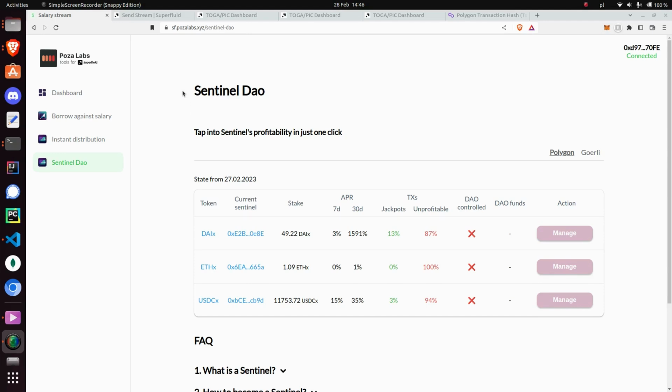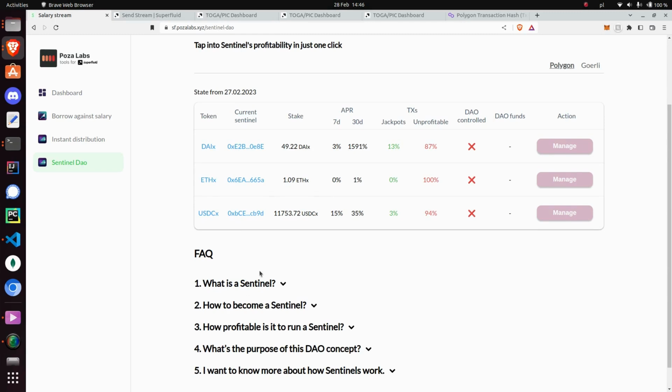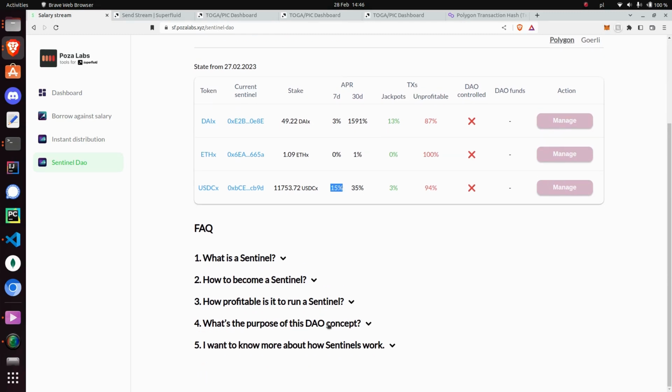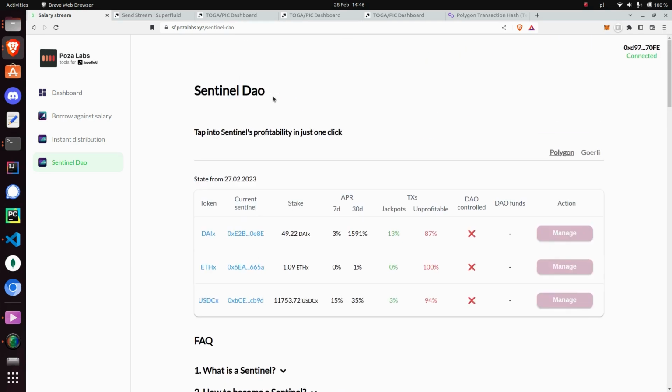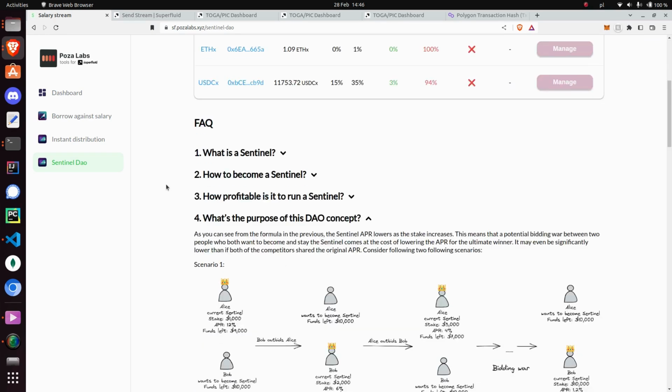Right, so far we've taken a look at what a Sentinel is, how to become a Sentinel, and how profitable it is to run one. But now let's take a look at the second part of our project, namely the DAO, and why we believe it's necessary.